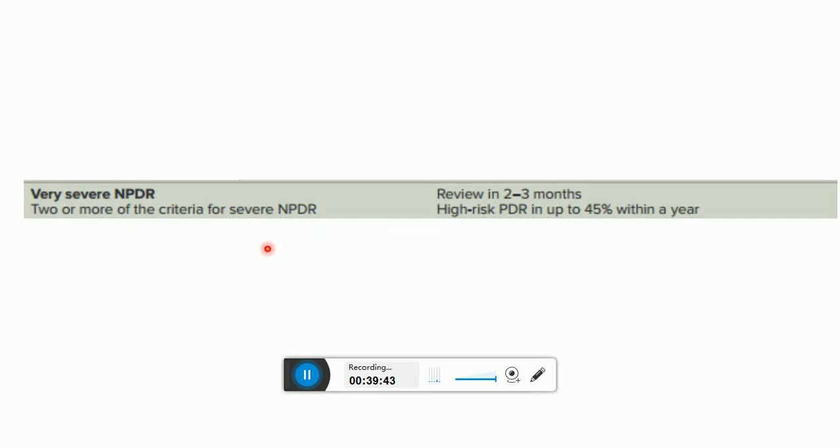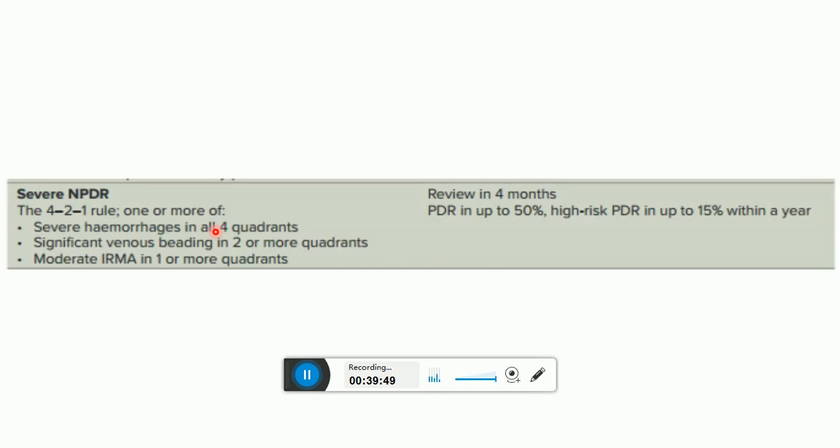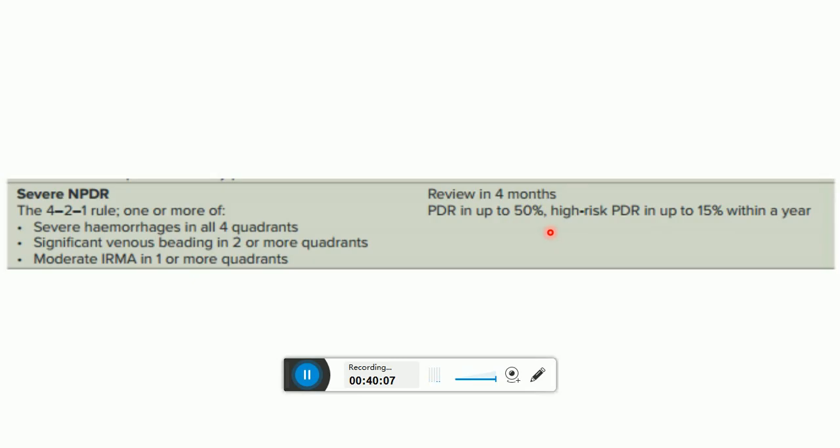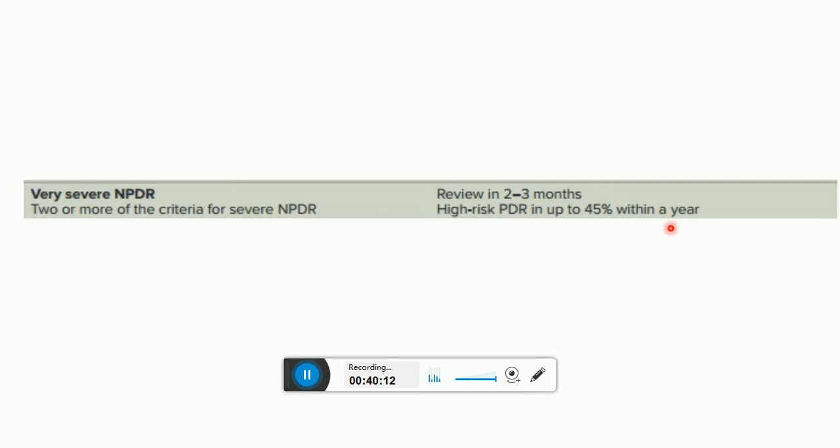Now from severe we go to very severe. Very severe, there are 2 or more of the criteria. If two or more of these three signs are present, if you see hemorrhages in addition to venous bleeding, then it is very severe. Review in 2 to 3 months, because high risk PDR in about 45%.